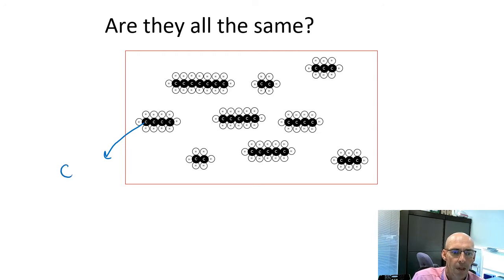Here is a carbon. It has 4 electrons on its outside shell.